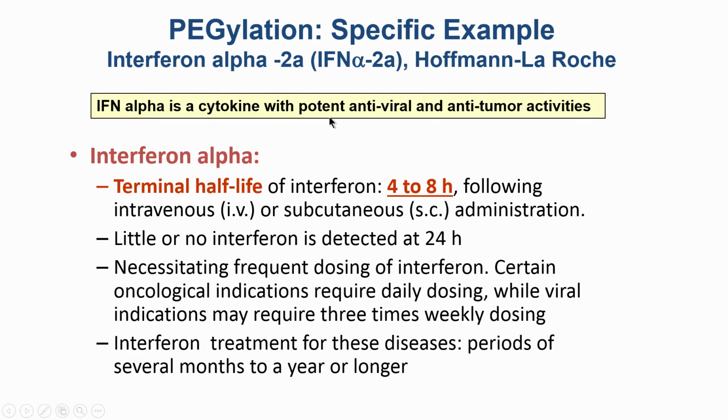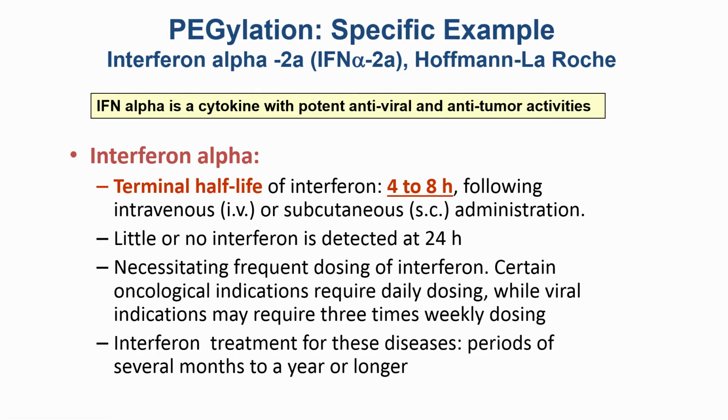So, let us take a specific example. We have interferon alpha. This is a very potent cytokine drug with antiviral and anti-tumor activities. However, when the drug is injected in the body, its half life is only about 4 to 8 hours, whether you give it intravenously or subcutaneously.